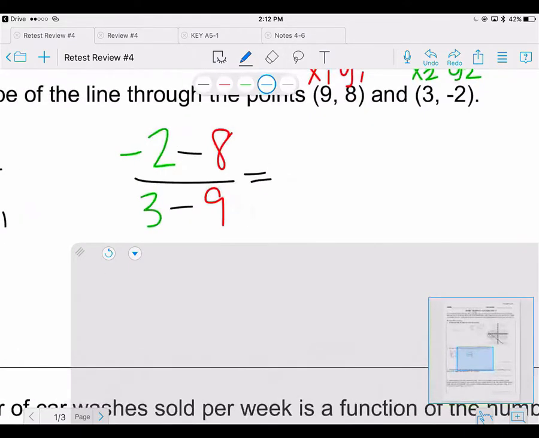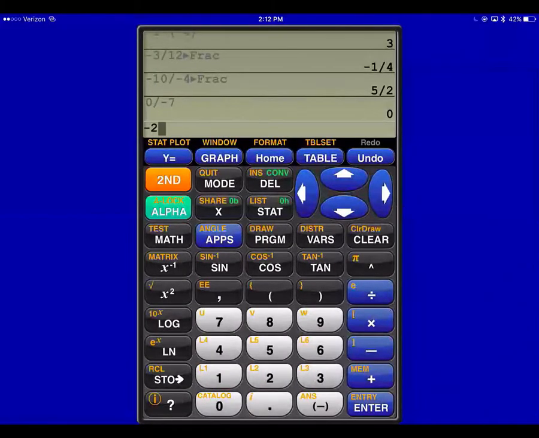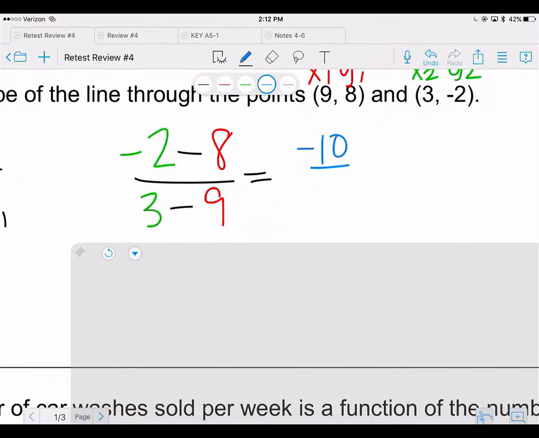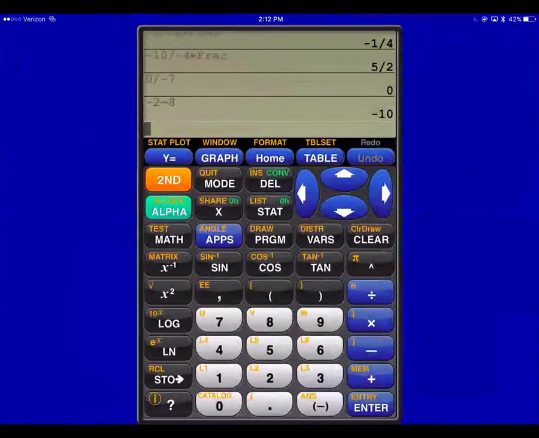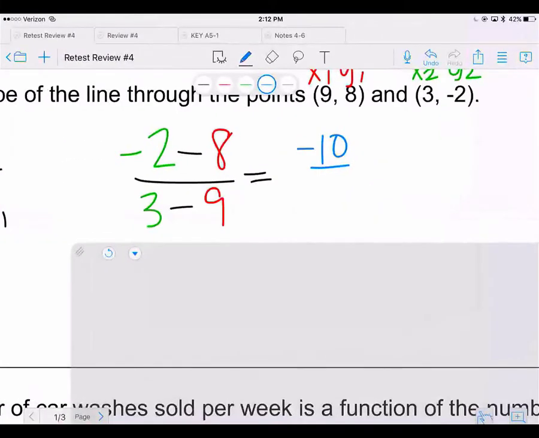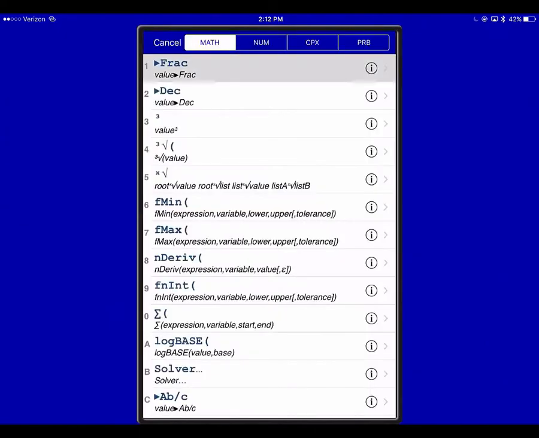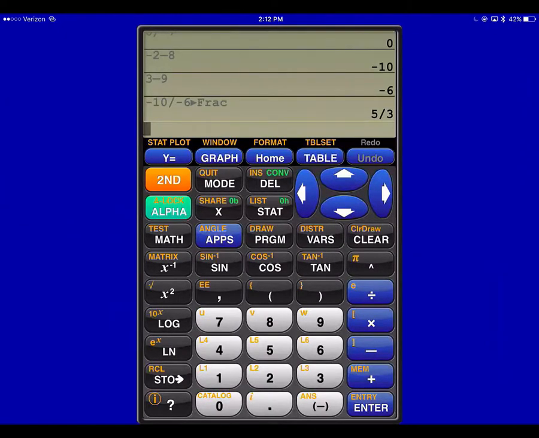From here, I can plug these different pieces into my calculator. So -2 minus 8 is -10. And then 3 minus 9 is -6. And then in my calculator, I can type this in. I have -10 divided by -6, and then click math, enter, enter, and it turns it into the most reduced smallest fraction, which is 5/3.